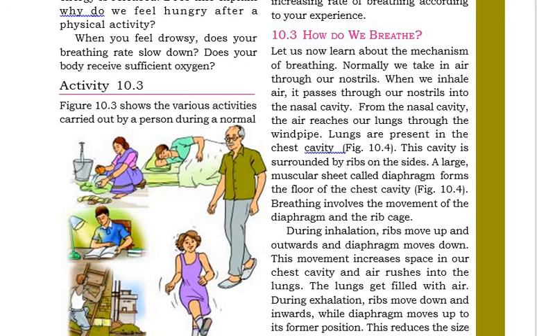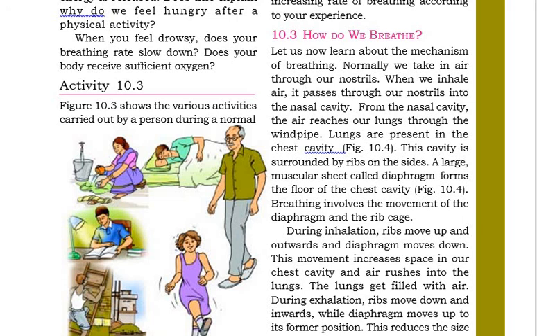So the sleeping girl has the slowest breathing rate and the running girl has the fastest breathing rate. When you are running, you need more energy, more physical activity, so more oxygen is needed. So the breathing rate is also maximum. And sleeping means all metabolic activities are slowed down, only a slight movement of the lungs and the chest cavity is there. So very less breathing rate. Here you can see from the lowest breathing rate to the highest one.